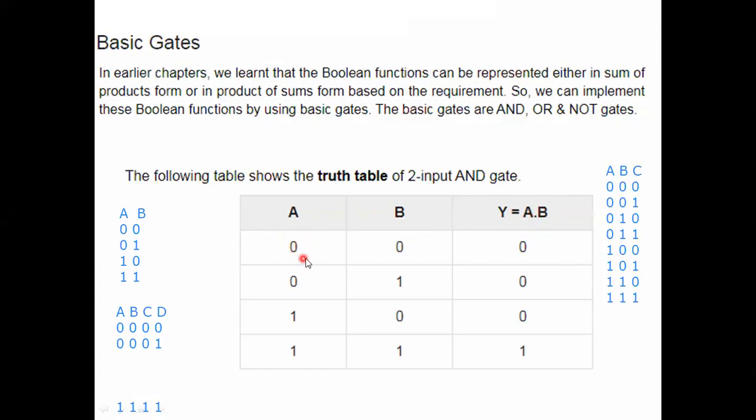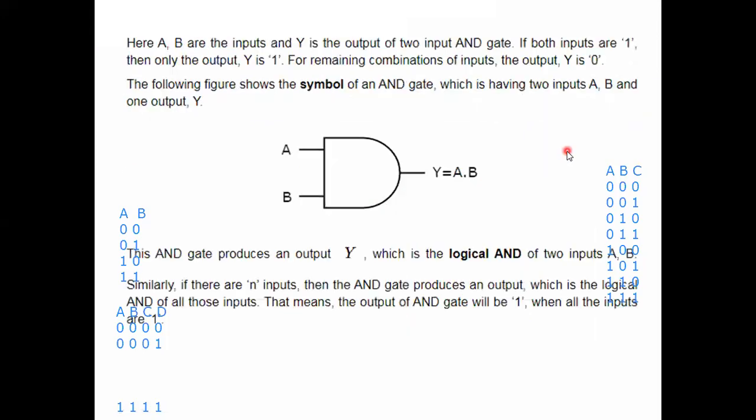So see the combinations. Suppose A is 0, B is 0. Then what is the output? 0 into 0 is 0. 0 into 1 is 0. 0 into anything is 0. 1 into 0 is 0. 1 into 1 is 1. This is the truth table for the 2 input AND gate.